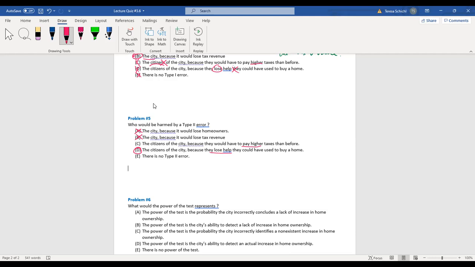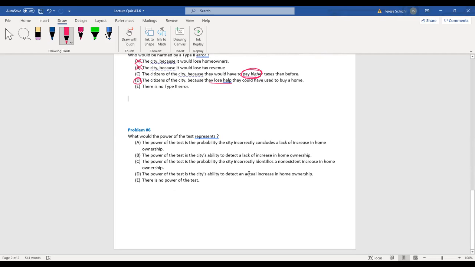So part D and part C are very similar, but part D is more accurate in this situation. They will lose the help here. And that doesn't mean everybody is going to pay higher taxes, right? They just don't have the tax break, so probably they will pay the same amount of tax, they just won't get the tax breaks here. Okay, now the last one, let's take a look.